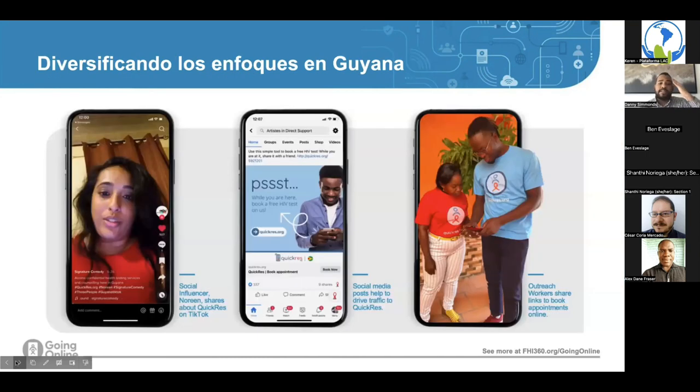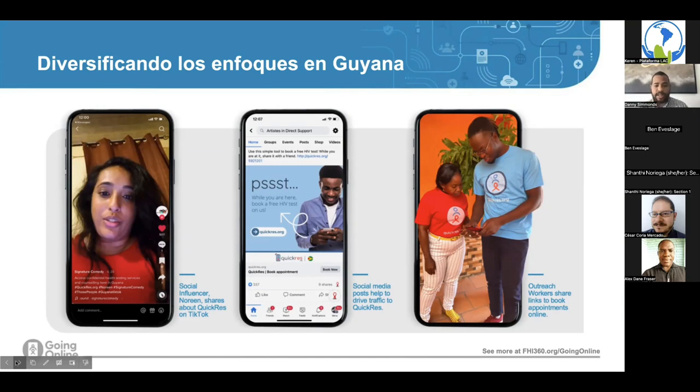I inserted this slide here just because I think it was important in telling RT's story to show that they had a diversification of approaches in Guyana. So we just spoke about iFlex, who are focused on social network outreach, but in Guyana, RT's indirect support also use social influencer outreach and social network outreach. And I have three images here.